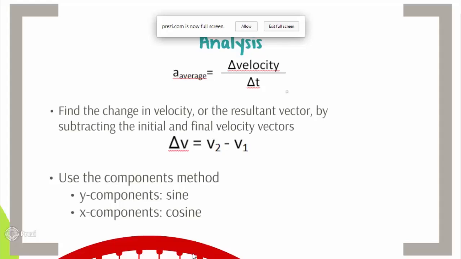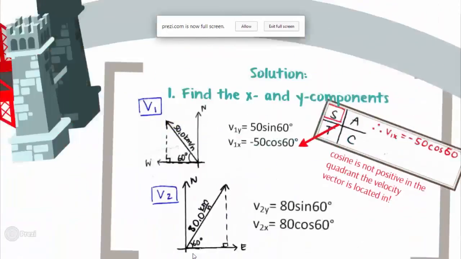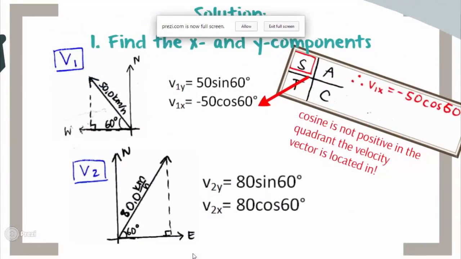This entails finding the y and x components separately from each other using the sine and cosine ratios for right-angled triangles, respectively. Finding the x and y components is the first step. From the diagrams that we drew, we now know that the y component of the initial velocity is 50 sine 60, while the x component of the initial velocity is negative 50 cos 60. Note that the quadrant that the velocity vector is in does not allow for the cosine ratio to be positive, therefore making this x component negative. For the final velocity vector, the y component is 80 sine 60, while the x component is 80 cos 60.